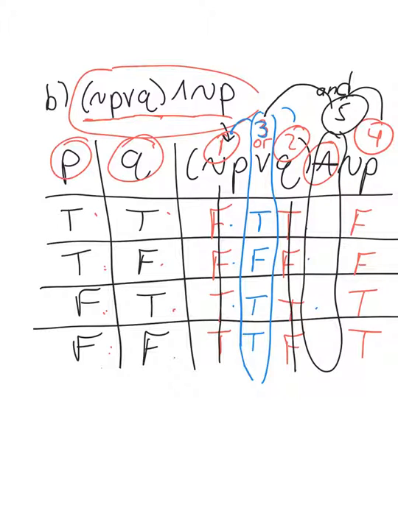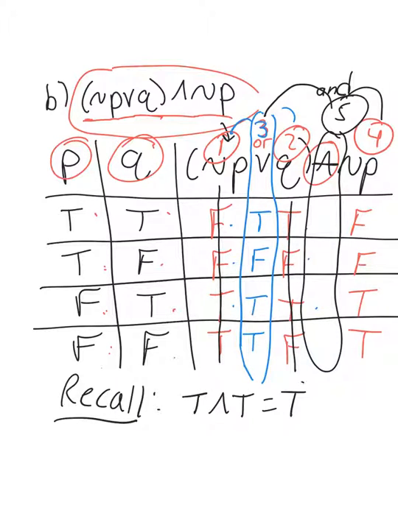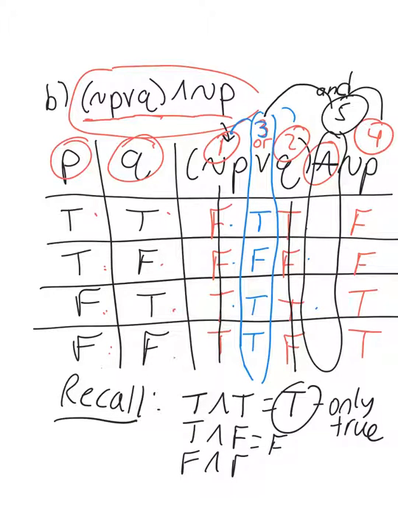So I'm applying it to the or on the left and the not P that's on the right, steps 3 and 4. And we want to recall from the last video, and was the strict one. The only time we had a true is with 2 T's. If you had 1 or 2 false statements, the whole thing was false with the and. So the other 3 rows were false.